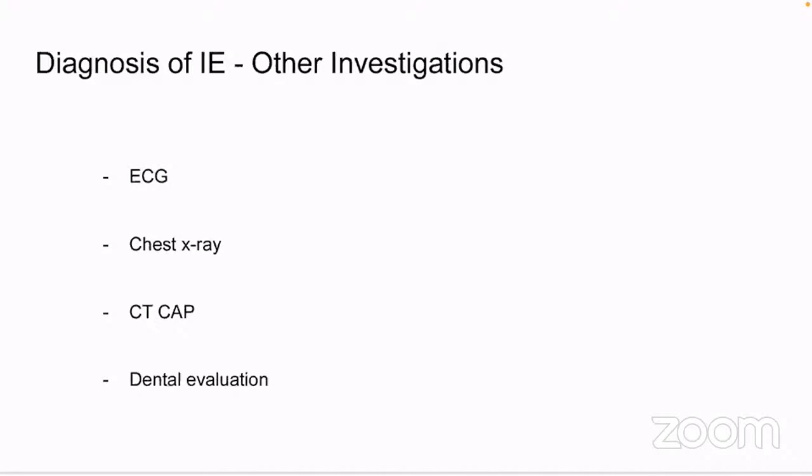Also, chest X-ray to detect septic pulmonary emboli, infiltrates, heart failure, and potential alternative diagnosis. And CT chest, abdomen, and pelvis can be useful to evaluate for sites of metastatic infection, like splenic infarcts and renal infarcts. However, it should be after careful history and clinical assessment. And lastly, dental evaluation for all patients should be done.